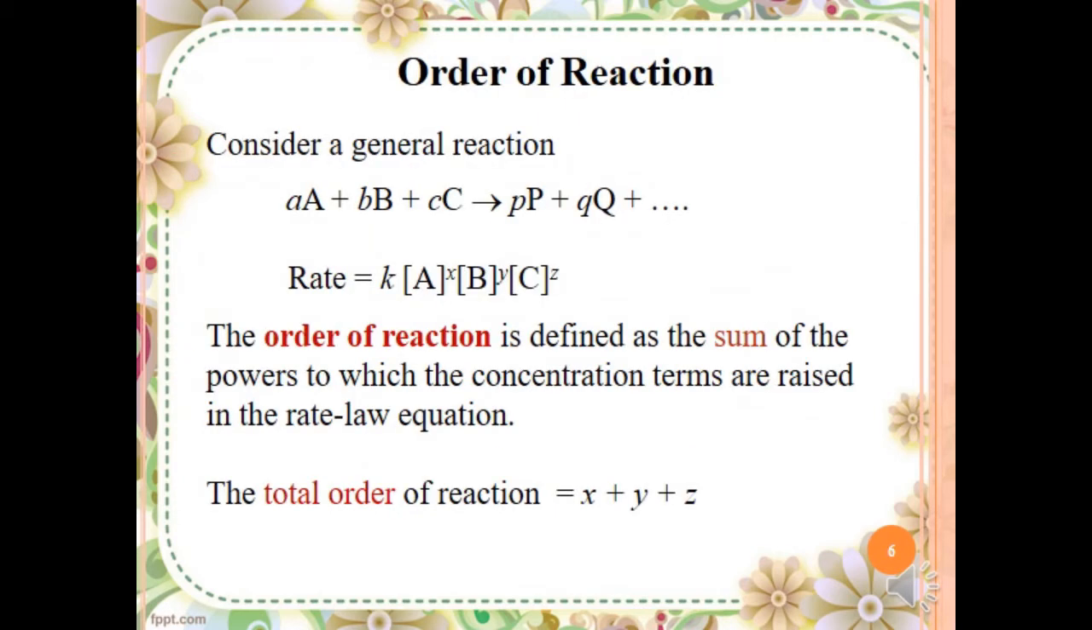Let us look at a general reaction here. A, B, C reactants produce P, Q, and so on. So the rate law is based on the reactants, and note that we have x, y, and z here referring to the kinetic order of the reaction, not the stoichiometric coefficients, unless this is an elementary reaction.